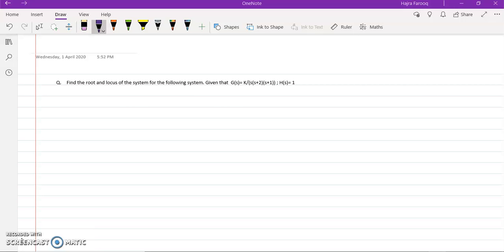In the last video we discussed the construction of root locus, and in this video we are going to solve an example of how to construct root locus when we are given certain things. In this question we have to find the root locus of the system when G(s) is given and H(s) is given.